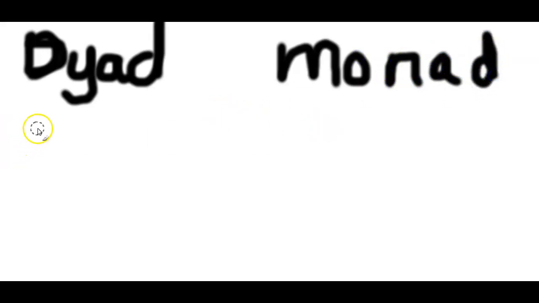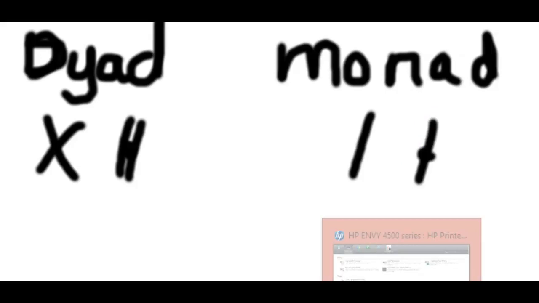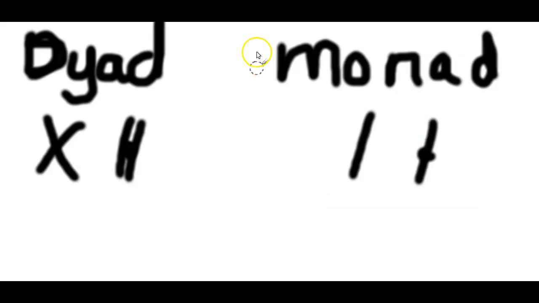So a dyad, remember we draw it in two different ways, as an X, like this, made of two sister chromatids. A monad only has one, so like that, or put that centromere in the middle. So these are different types of chromosomes. We have dyads, double chromosomes made of two sister chromatids, or monads made of one.